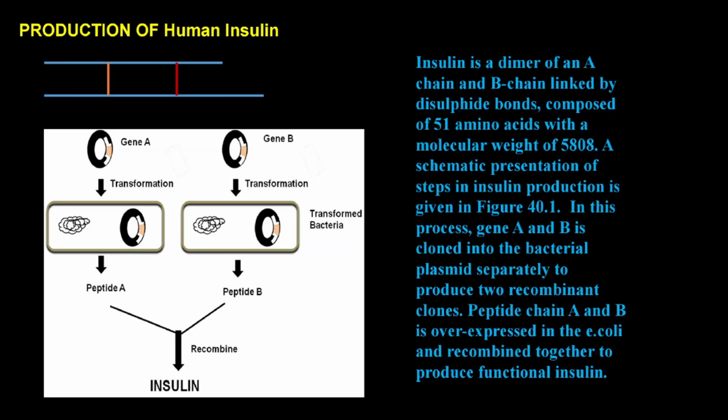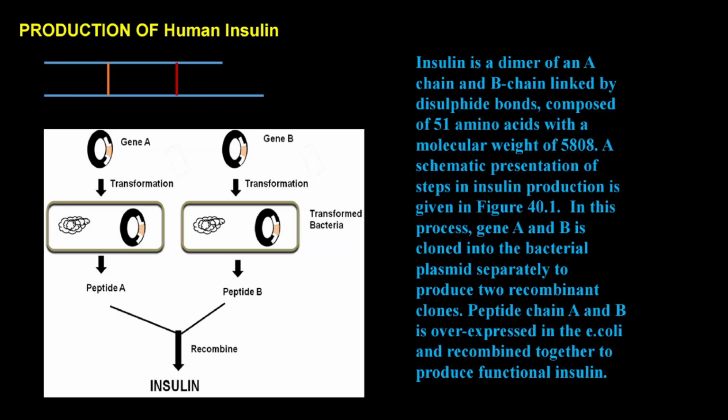Next is the production of human insulin, as I told you. Insulin is a dimer of A chain and B chain linked by disulfide bonds, composed of 51 amino acids with a molecular weight of 5808. A schematic presentation of the steps involved in insulin production is given here.